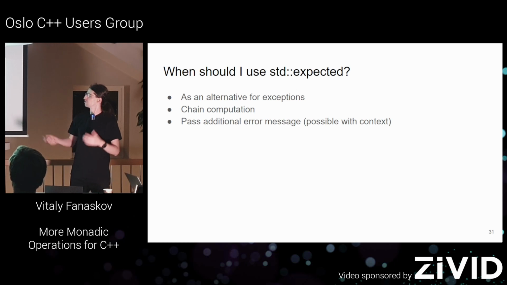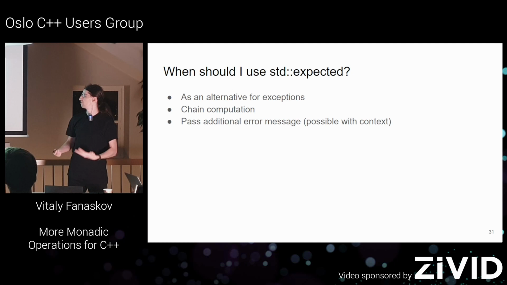But now you might have another question. When should you use this std expected? And the natural way is as an alternative for exceptions. You don't like exceptions? Return std expected. You again want to chain or pipe your computations, and you want to share additional context: where it failed, what failed, why it failed, and so on. That's three use cases for this. And we are good on time.